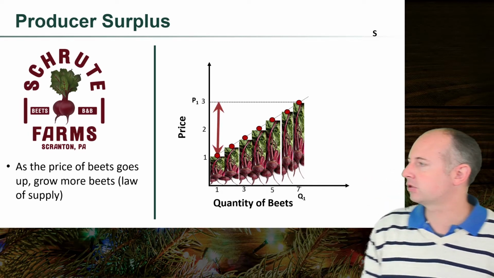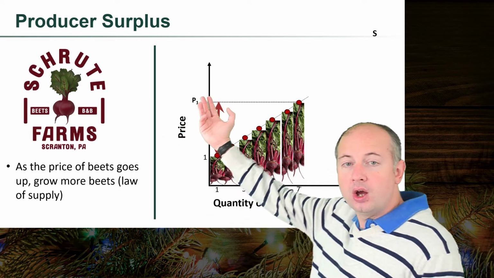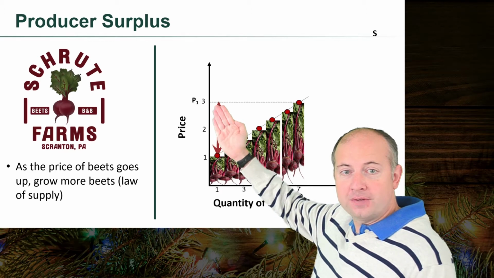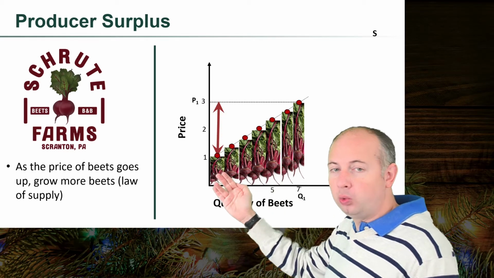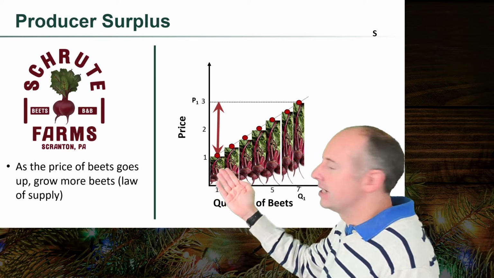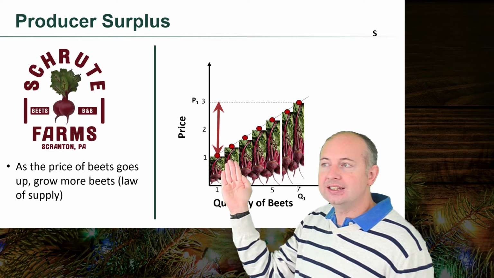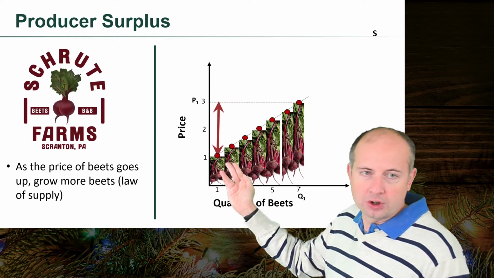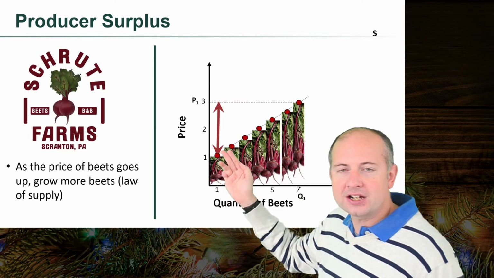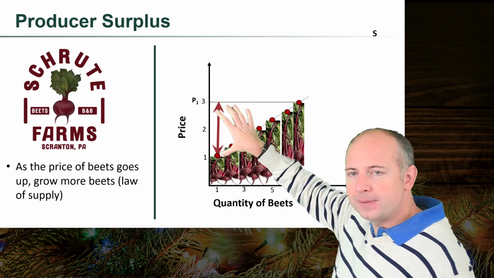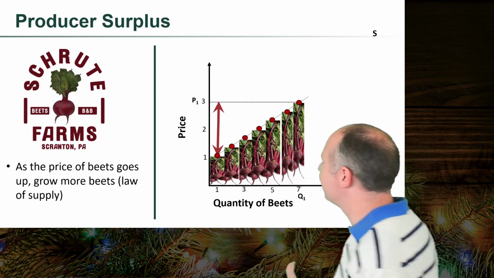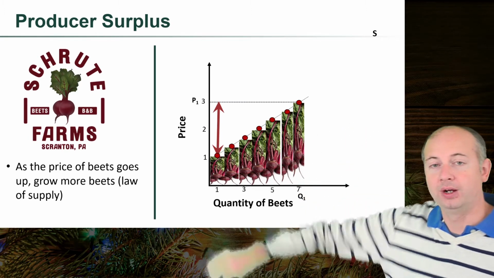And so producer surplus is the difference between how much he's actually paid for the beet and how much he would be willing to accept for the beet, his lowest price. So we said that for this first beet, he needs at least $1, or else it's not worth it to him to grow it. He's actually able to sell it for $3, so he's making $2 on that beet.